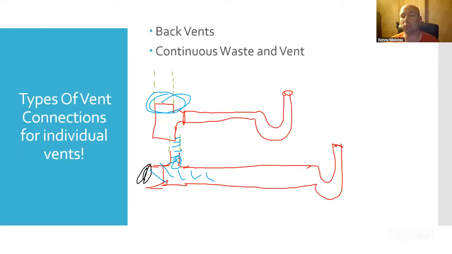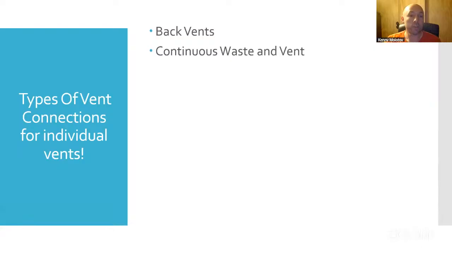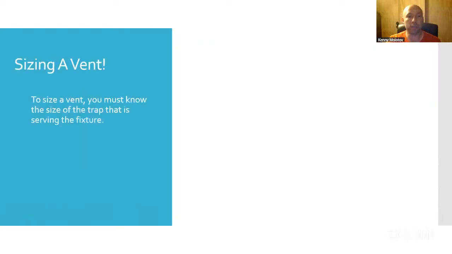Okay, so we prefer the continuous waste and vent, but it's not a code violation to do a back vent. It's just something we prefer. So those are two types of vent connections. And now we're going to talk about sizing vents.